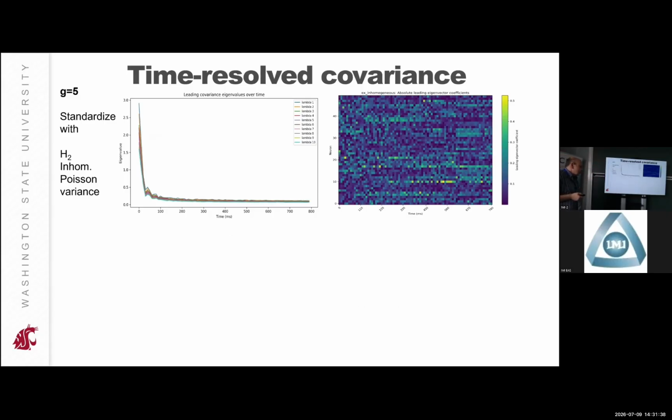Time resolved covariance. We have a covariance matrix. We can do spectral analysis. We can take eigenvalues, eigenvectors, and see the dynamics of those for some of them. So here is again standardization. Here I have standardization assuming inhomogeneous Poisson. I'm subtracting the mean, even if the rate has some information, but subtracting the correct mean, so the residual has really zero mean. But I'm assuming the variance is the square root of the mean, whatever that is. Look at the residual variance.